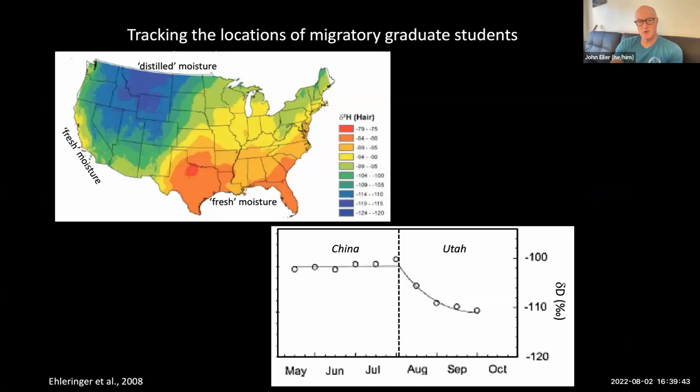And this creates regional geographical variations in the deuterium content of rain. Usually it's higher in deuterium content near coastal regions where you're close to moisture sources, and lower in deuterium content in interiors of continents where you're further from moisture sources. This can serve as a kind of geographical forensic tool.